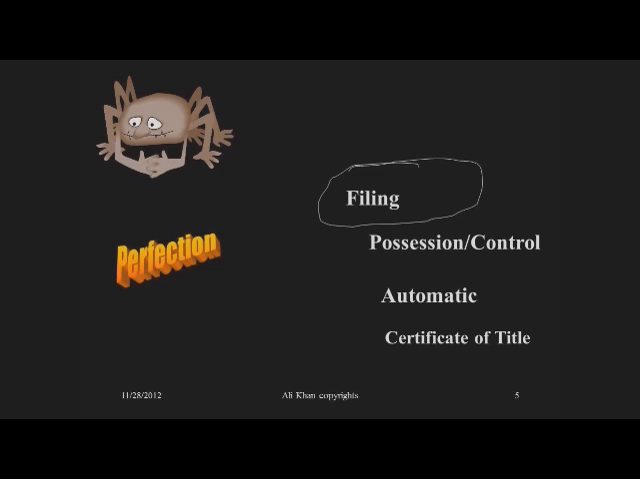The third method of perfection is automatic, where you don't have to do anything. Once the security interest attaches to the collateral, the security interest is perfected. No further step needs to be taken. And Article 9 lists the scenarios under which a security interest is perfected upon attachment. Actually, automatic perfection means perfection upon attachment.